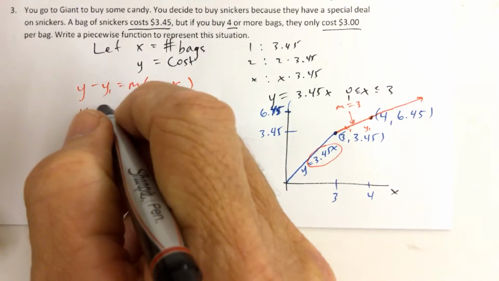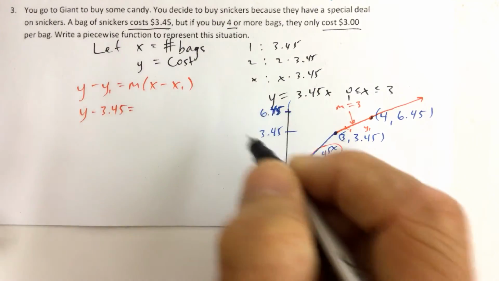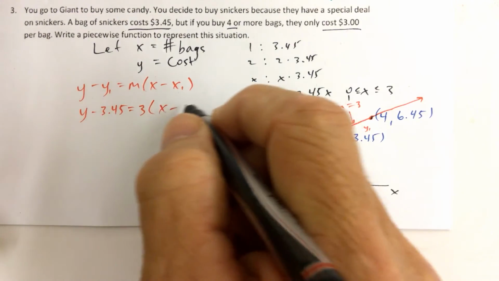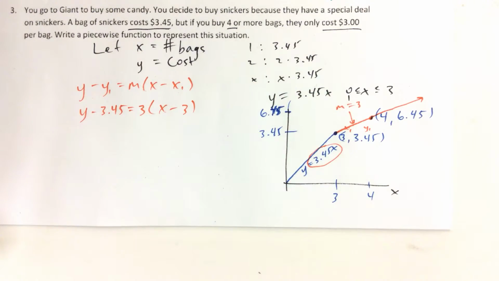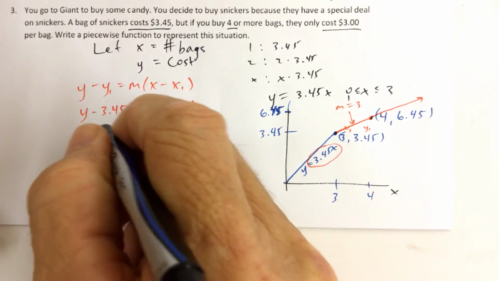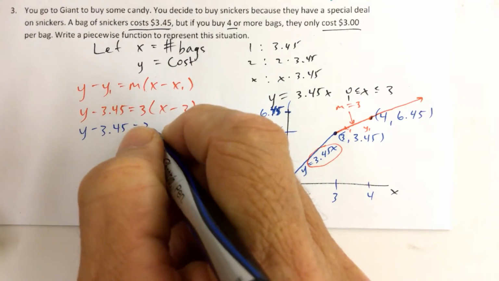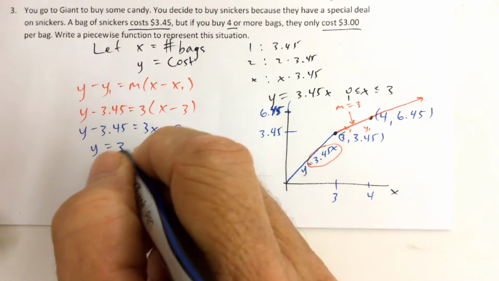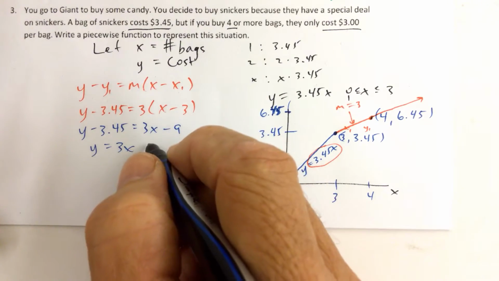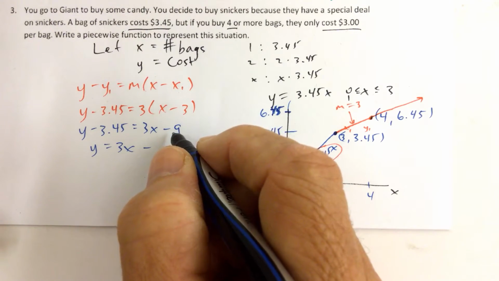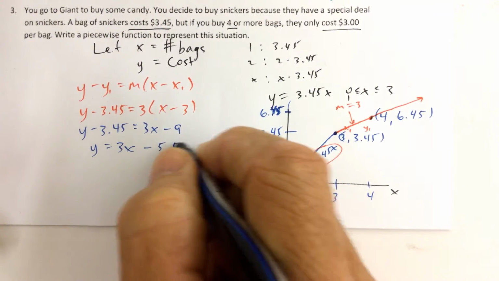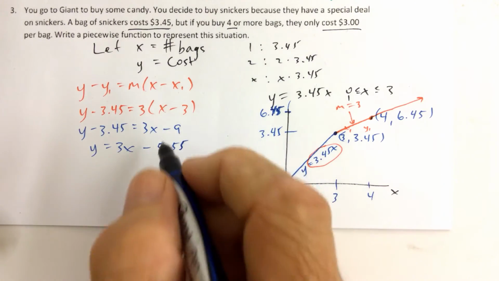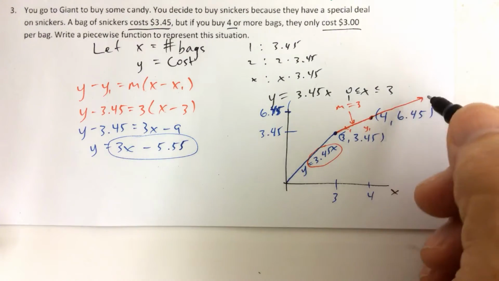So I'm going to subtract 3.45 from y, equals the slope, or the rate of change, which is 3 again, times x minus x1, which is 3. I'm going to multiply that out first before I add the 3.45 to both sides. We get 3x minus 9. And then adding 3.45 to both sides, I get, let's see if I can do this in my head, 5.55. So 5.55 would be 9 minus 3.45. So that's the equation for the second piece and beyond.